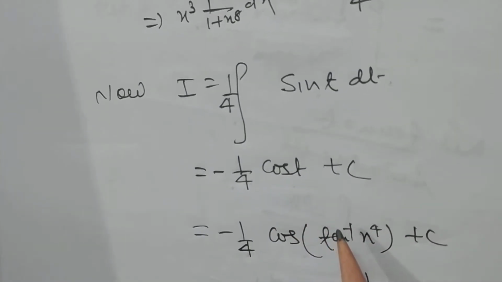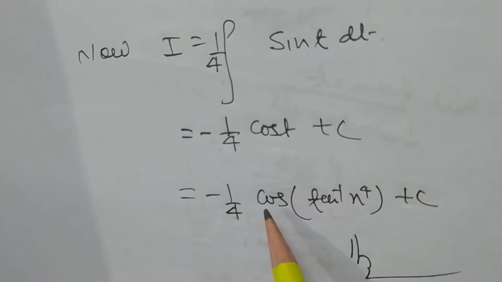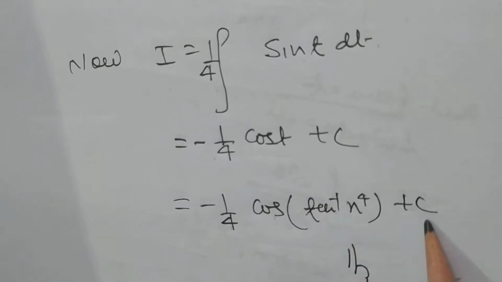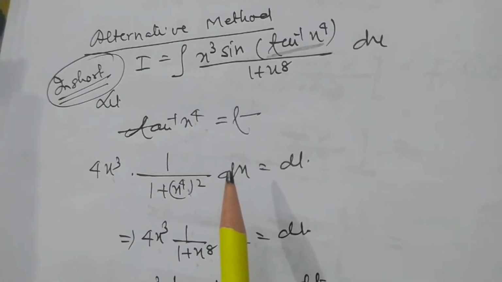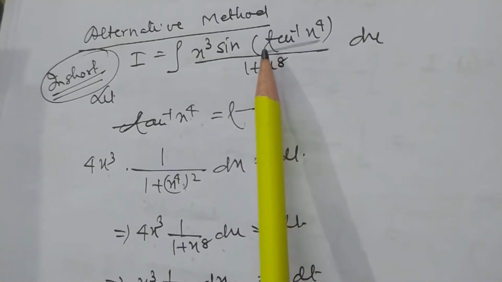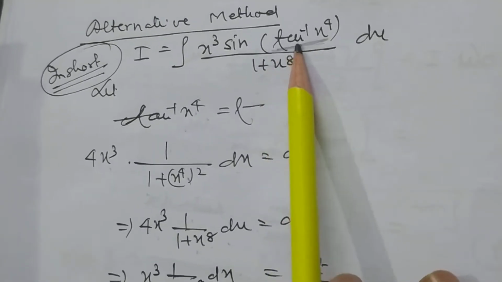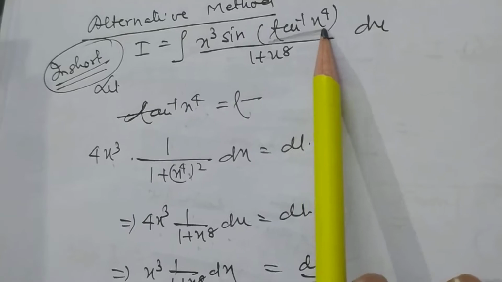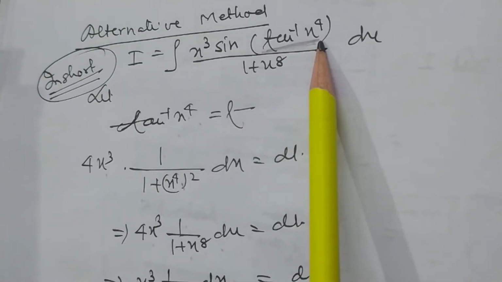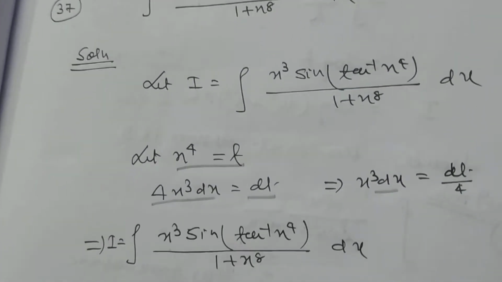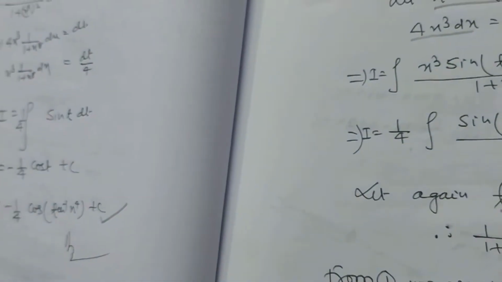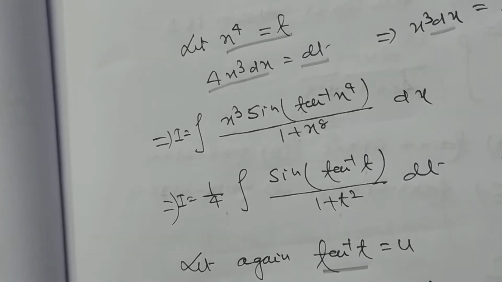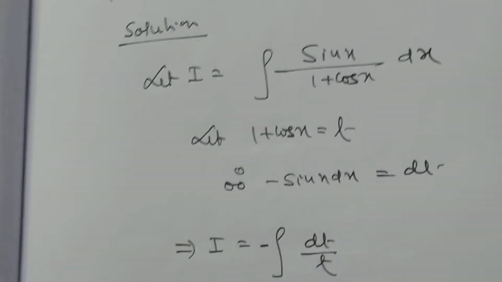By putting the value of t it will be minus 1 by 4 cos tan inverse x to the power 4 plus c. So this alternative method is short. My opinion is you consider the whole angle equal to another variable, not only x to the power 4 equal to another variable, because then it will be long. So my suggestion is you must consider tan inverse x to the power 4 is equal to t, then solve this problem. This problem is very, very important for the purpose of examination also.